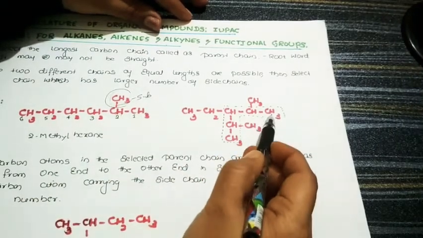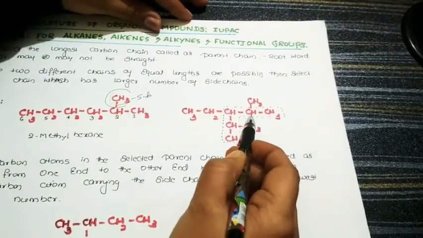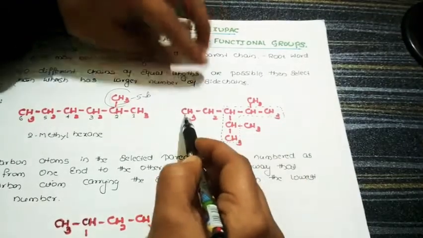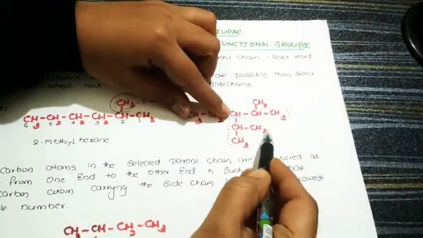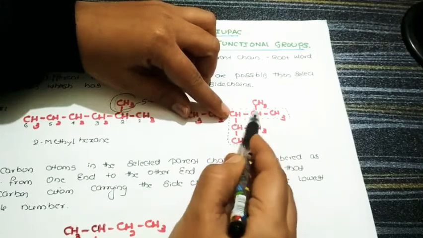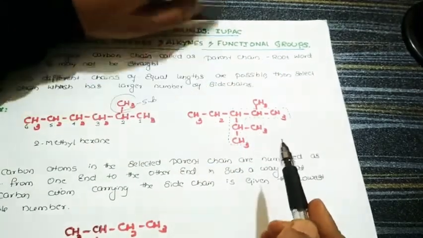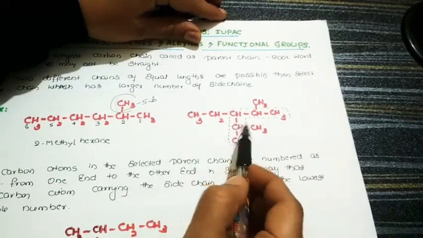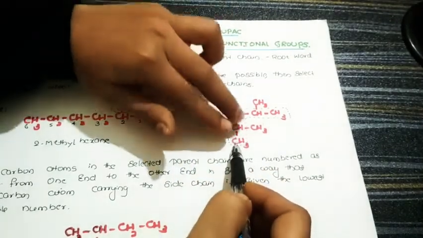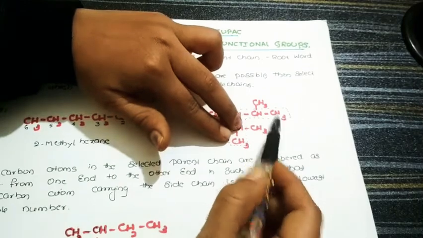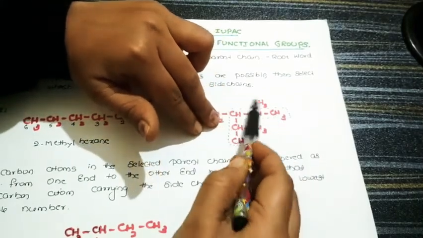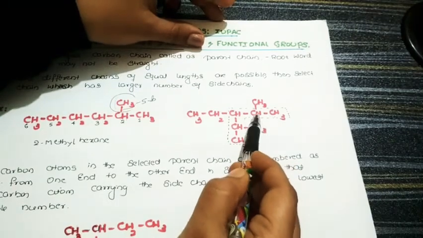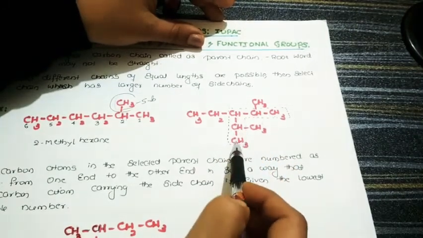See, if I go this way, 1, 2, 3, 4, 5, and select this as the parent chain, this will be one substituent and this will be one substituent. We will get only 2 substituents. Let us try another way. 1, 2, 3, 4, 5. So here also I am getting this one substituent, and here another substituent, 2 substituents. Fine. Let us go with this. 1, 2, 3, 4, 5.